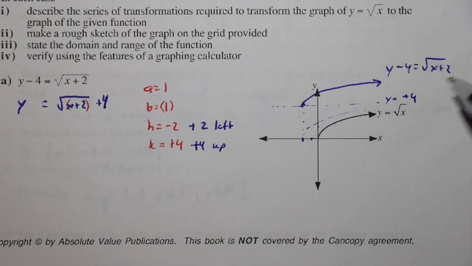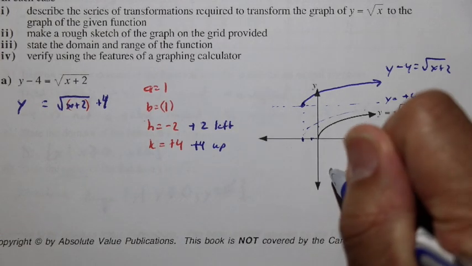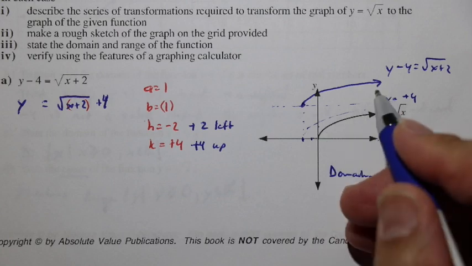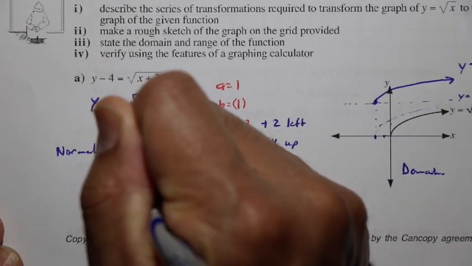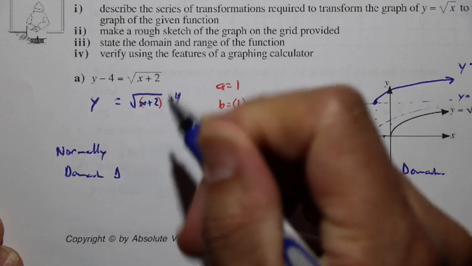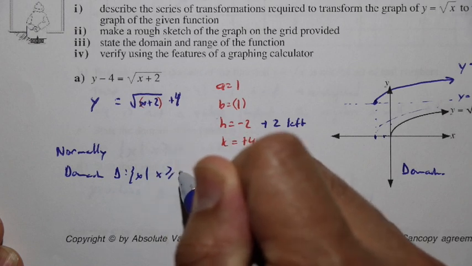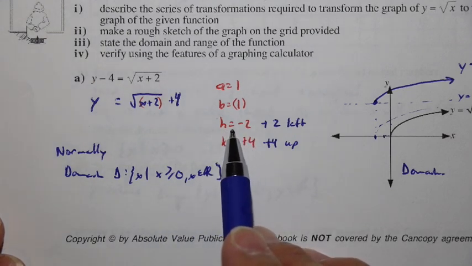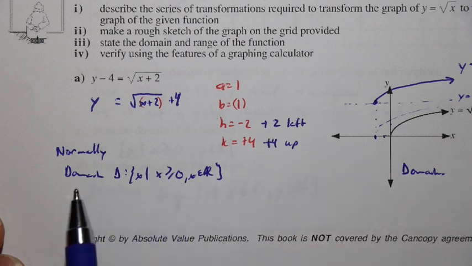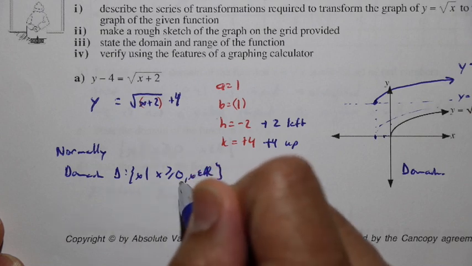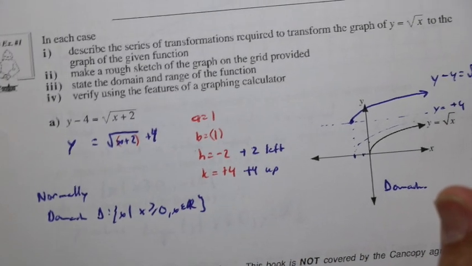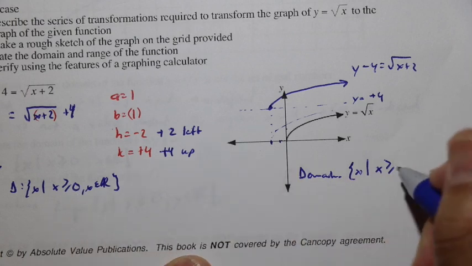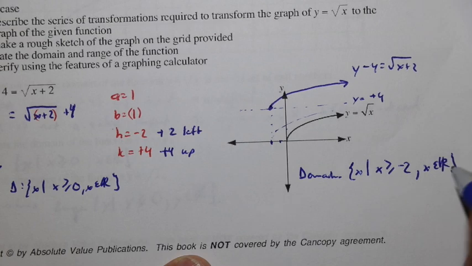Now that we're looking at the graph and the equation as well, we can talk about the domain and the range. The domain is all the acceptable x values. Now remember that normally the domain is equal to the very original: x such that x is greater than or equal to 0, with x being any real number, right? But now, because of the transformation of 2 units to the left, the domain has shifted 2 units to the left as well. Since it started at 0 and above, the new domain is going to be x such that x is greater than or equal to now, to the left of 0 is negative 2, and x is now any real number still.